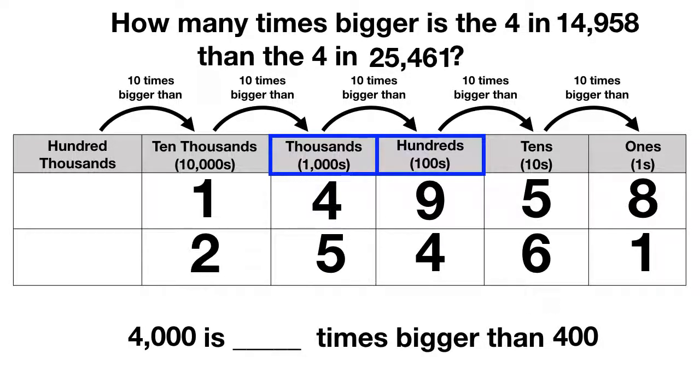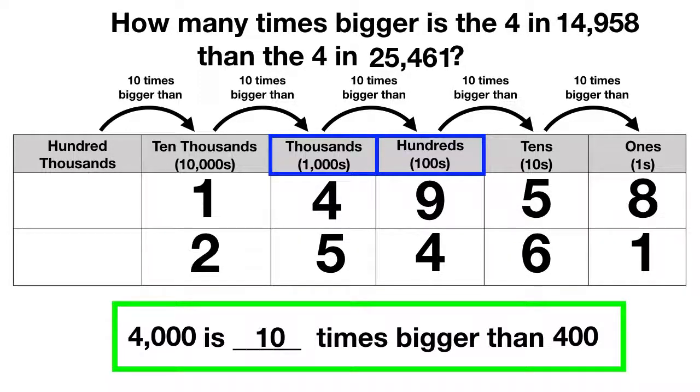So now that we understand how a place value chart works, we can answer this question. The first 4 is in the thousands place, and the second 4 is in the hundreds place. Well, thousands are 10 times bigger than hundreds, so 4,000 is 10 times bigger than 400. Let's look at one of these together.